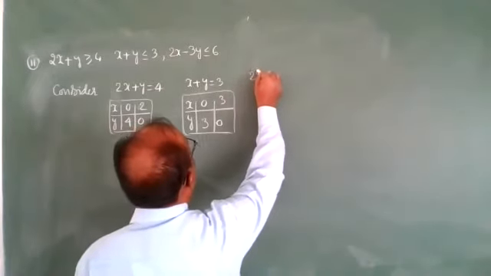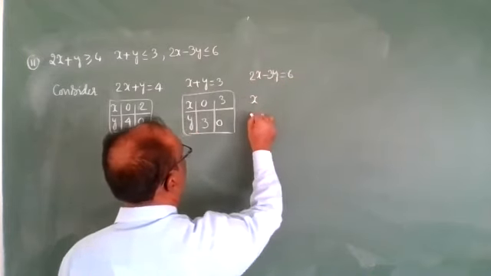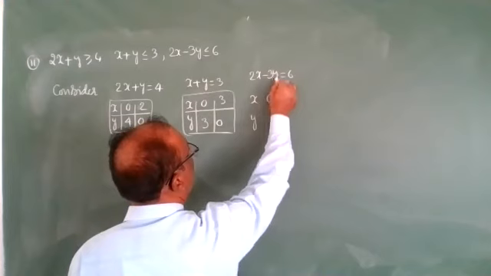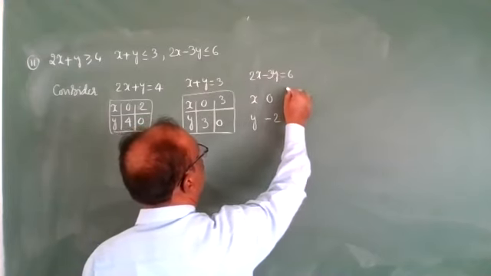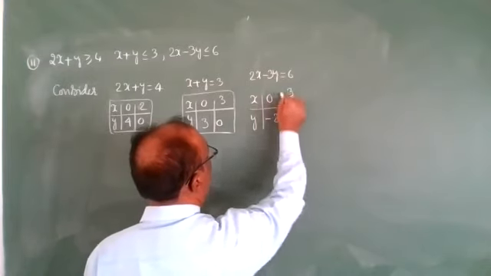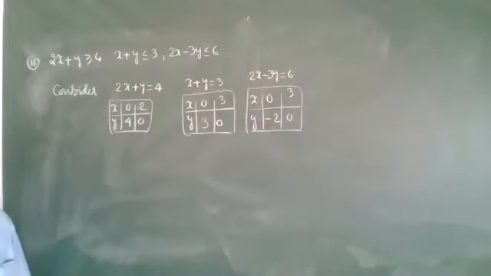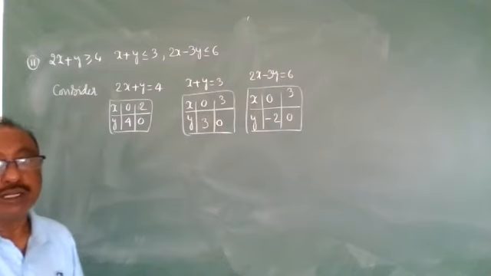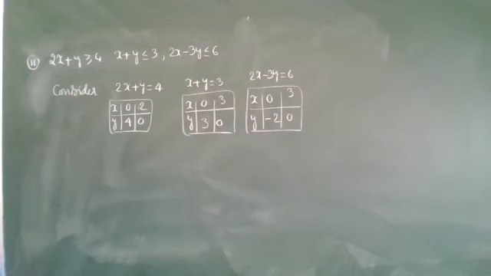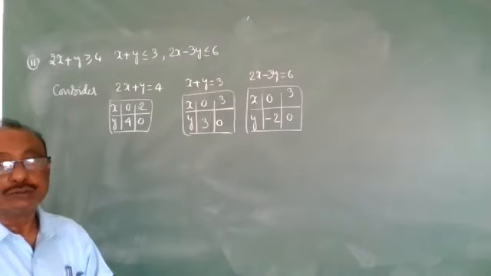Third equation, 2x minus 3y is equal to 6. x 0 means y is equal to minus 2. y 0 means x is equal to 3. I am writing direct tables, but you should work it out. I will give you the time.